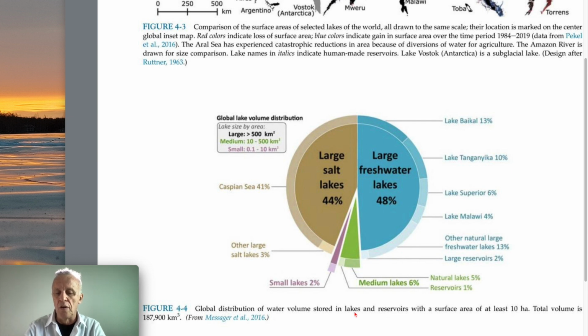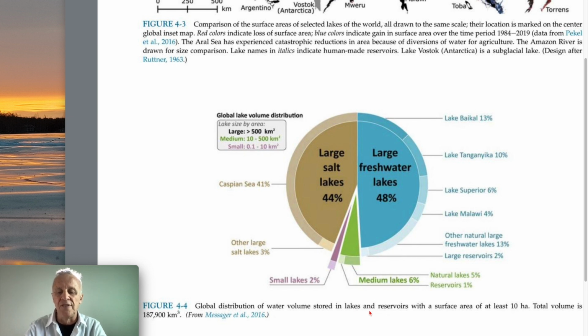This is the global distribution of water volume stored in lakes and reservoirs with a surface area of at least 10 hectares. Total volume is 187,900 cubic kilometers. Among large freshwater lakes, Lake Baikal has 13%, Lake Tanganyika 10%, Lake Superior 6%, Lake Malawi 4%, other natural large freshwater lakes 13%, and large reservoirs 2%. Then we have the medium lakes in green: natural lakes 5%, and the reservoirs take about 1%. Then the small lakes, 2%. Then the large saltwater lakes, with the Caspian Sea at 41% and the other large salt lakes at 3%.